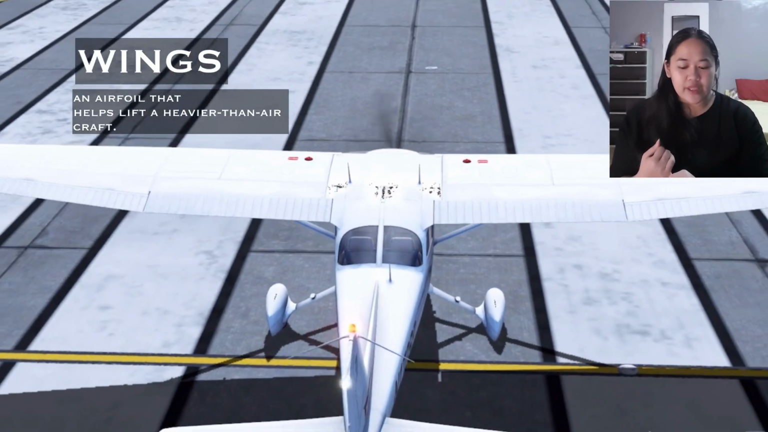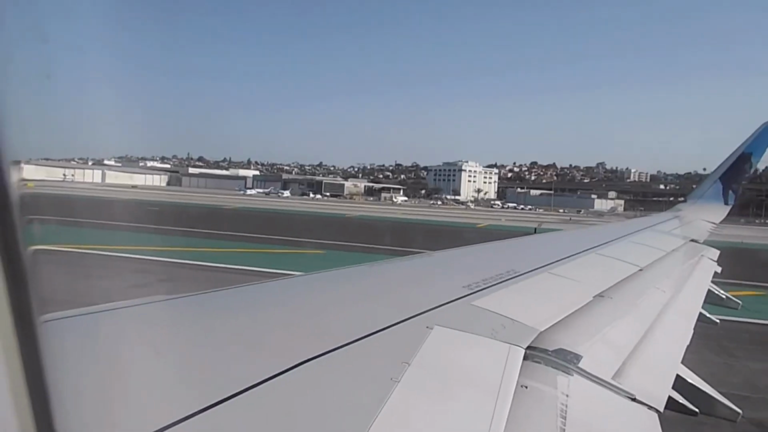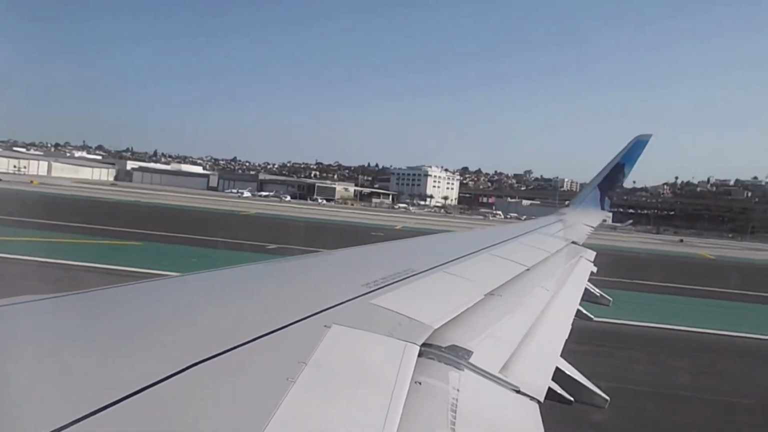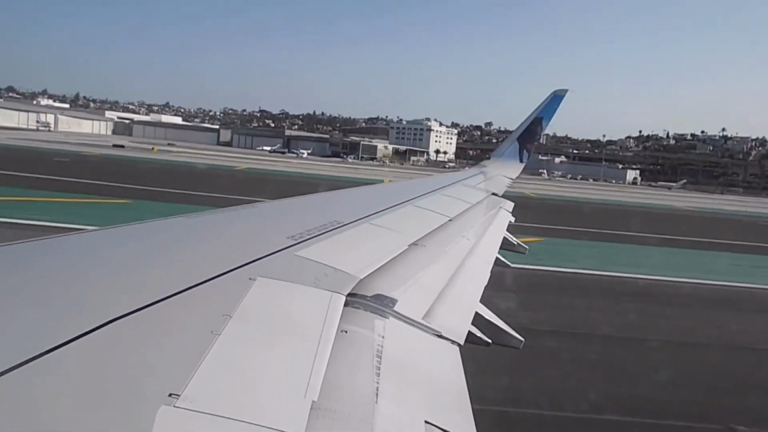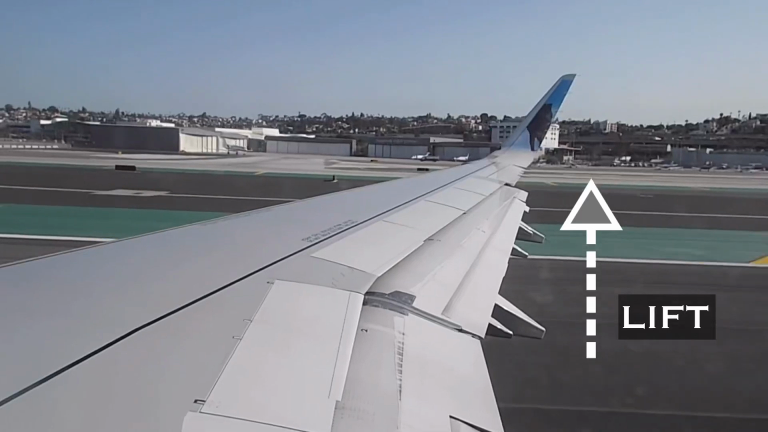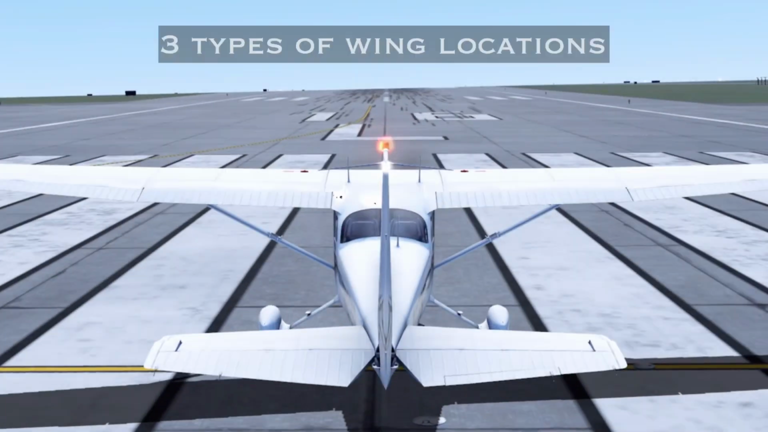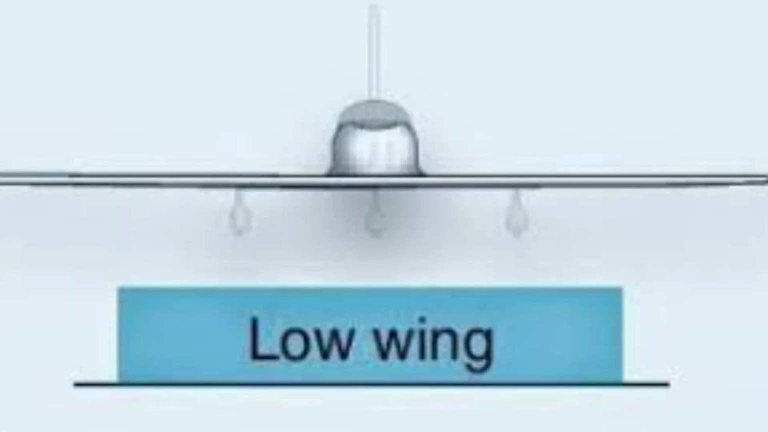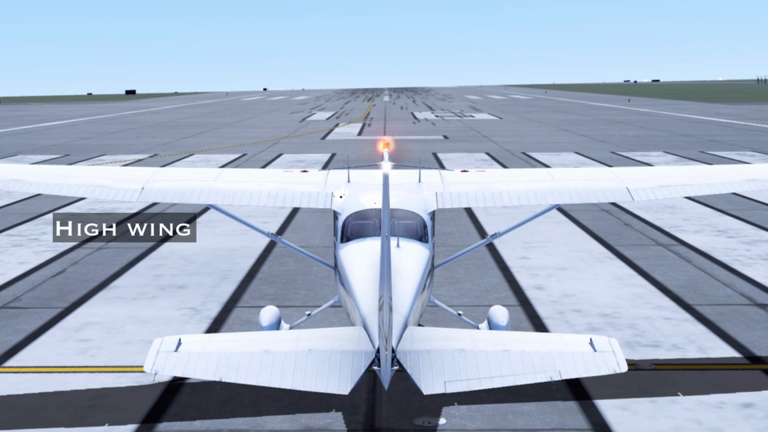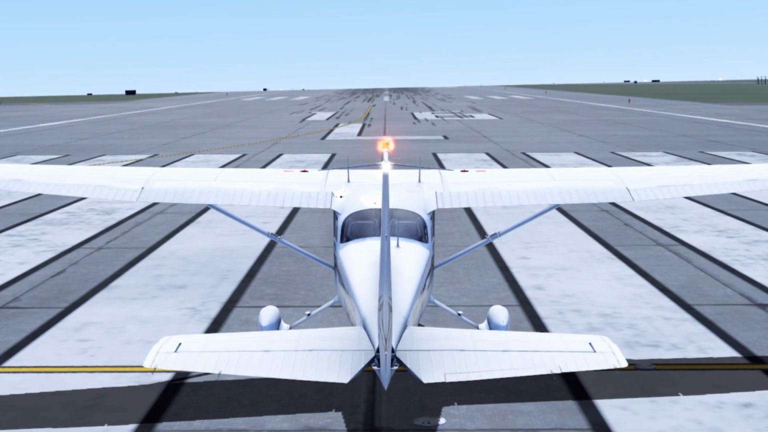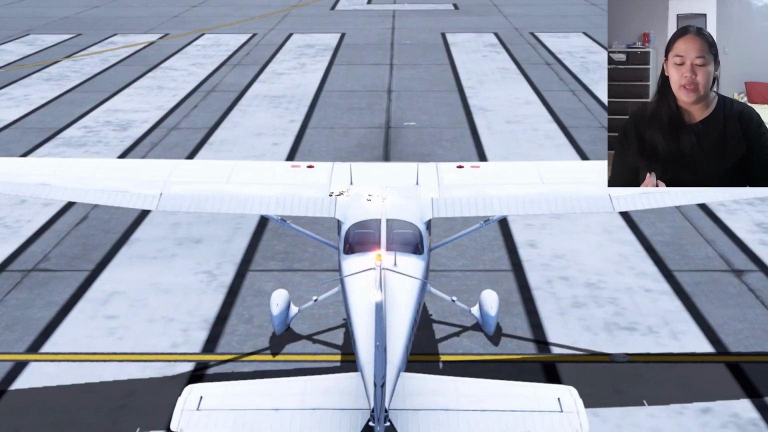Wings is the part which supports the airplane in flight. So, ito yung component na nagsusupport ng airplane in flight, and it generates the force called lift. So, meron tayong 3 types ng wing location. So, may low wing, mid wing, tsaka high wing. So, na-try ko na magpalipad ng low wing and ng high wing.